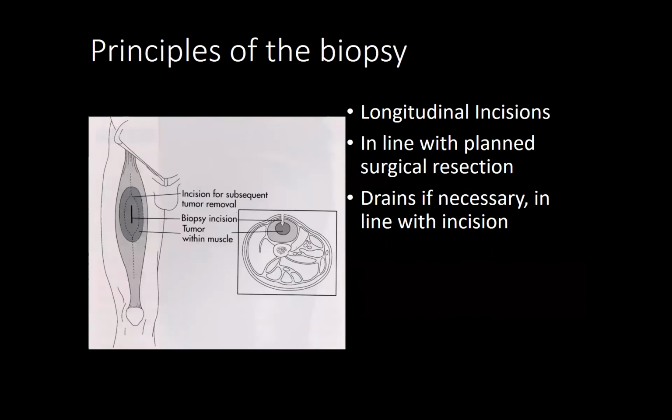So what are our principles of biopsy? Well, we want to make sure that our biopsy tract is in line with the planned surgical resection. We want to use longitudinal incisions. And if we're going to have drains, we want to put them in line as well with the surgical incision. You want to basically go right through the compartment, right into the lesion. We're so used to doing intra-compartmental approaches. Tumor is the opposite. When you're thinking that it could be a sarcoma, you really want to make sure that you're going through the compartment and not contaminating all the adjacent neurovascular structures.